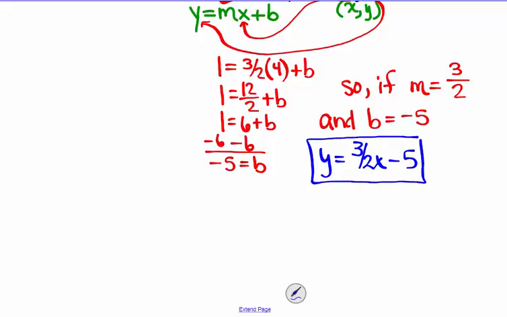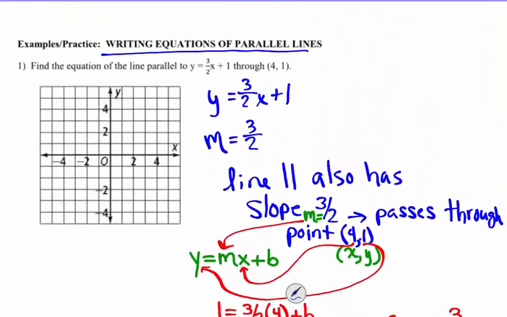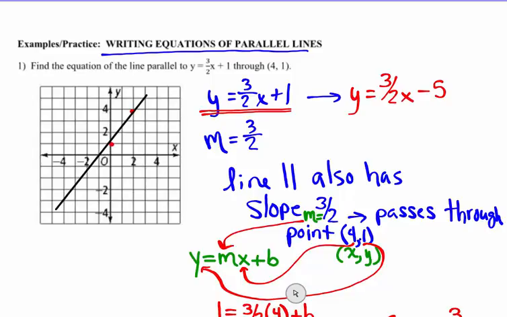I'm going to go ahead and graph both of these equations just to make sure that they do in fact look parallel on a coordinate grid. They should, because they have the same slope and different y-intercepts. I'm going to start with the first one. I'm going to go to +1 on my y-axis, and then I'm going to rise up 3 and run 2. Connect my 2 points. So that is my first line.